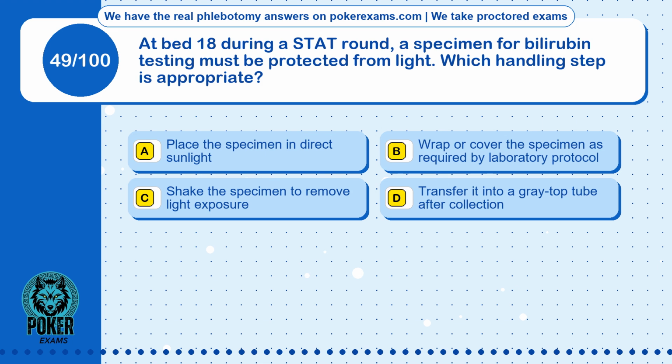Question 49. At bed 18 during a stat round, a specimen for bilirubin testing must be protected from light. Which handling step is appropriate? Option A. Place the specimen in direct sunlight. Option B. Wrap or cover the specimen as required by laboratory protocol. Option C. Shake the specimen to remove light exposure. Option D. Transfer it into a gray top tube after collection.